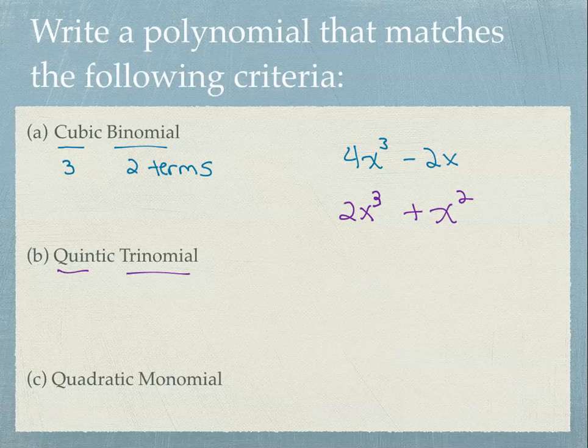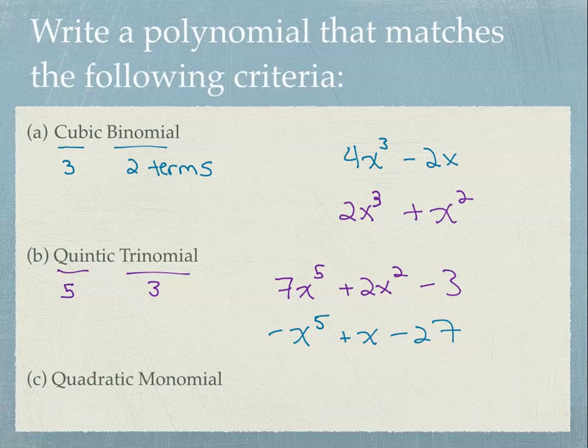A quintic trinomial has to have a degree of 5 and it has to have 3 terms. So if it has a degree of 5 and 3 terms, we would say 7x to the 5th is one example, plus 2x squared minus 3. That's one example of a quintic trinomial. It has a degree of 5 and 3 terms. You could do something totally different, like negative x to the 5th plus x minus 27. It's another example of a quintic trinomial.